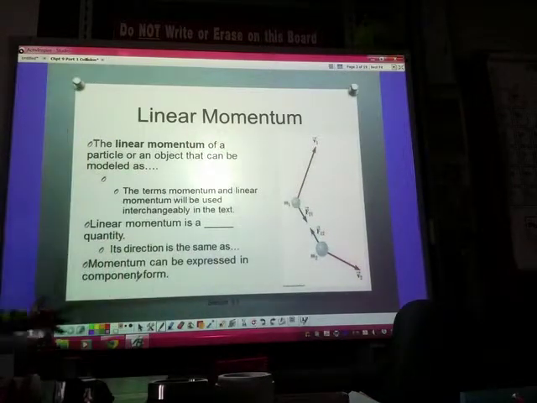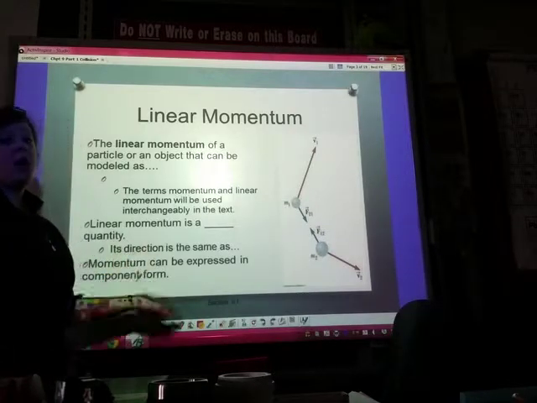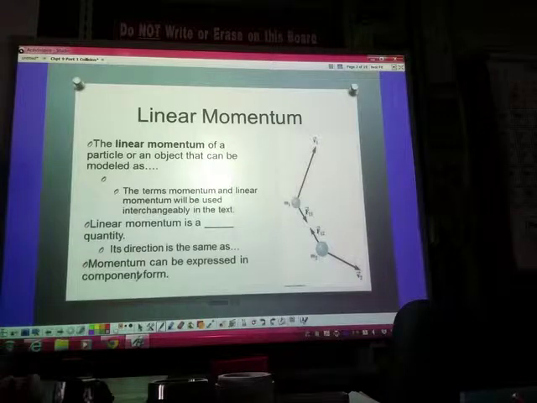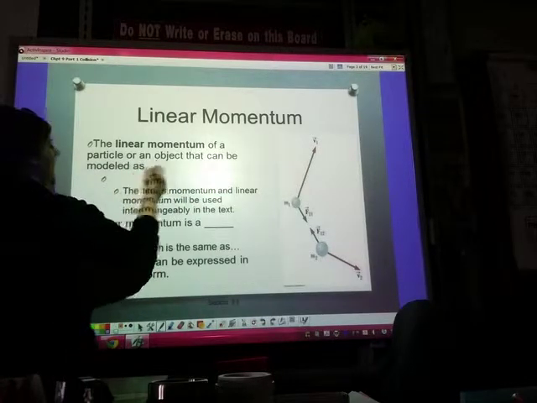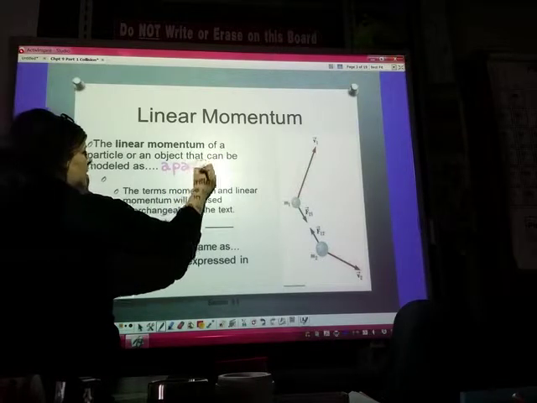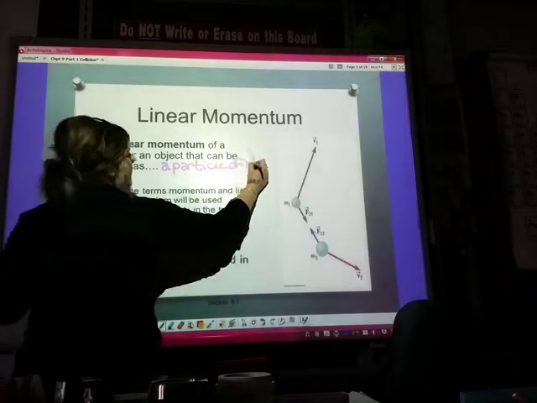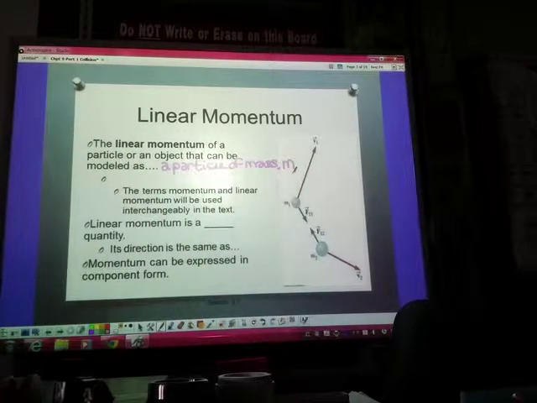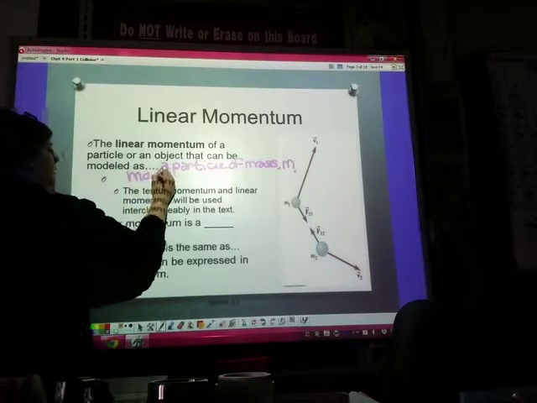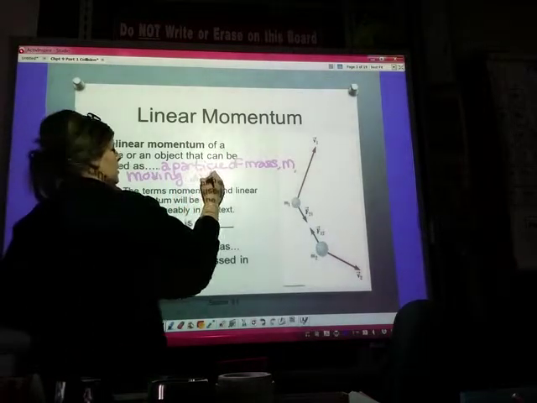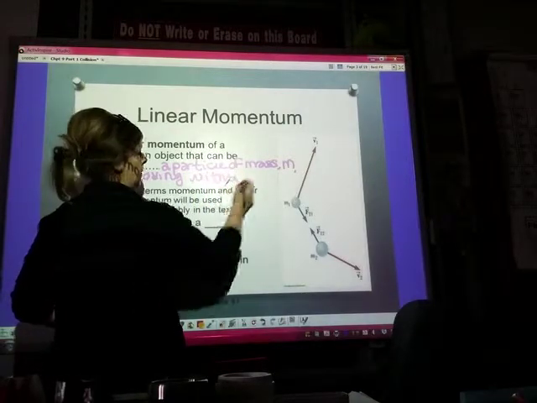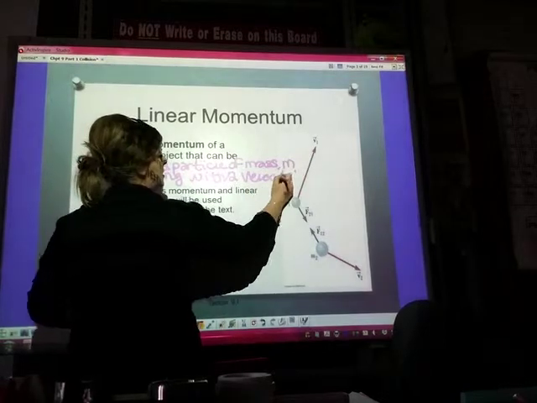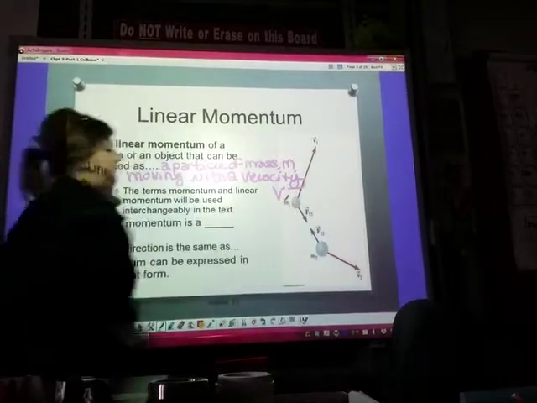So it's an object's tendency to be in motion, or just an object's change in motion. So the linear momentum of a particle or of an object can be modeled as a particle of mass m moving with a velocity that we'll just denote as v.